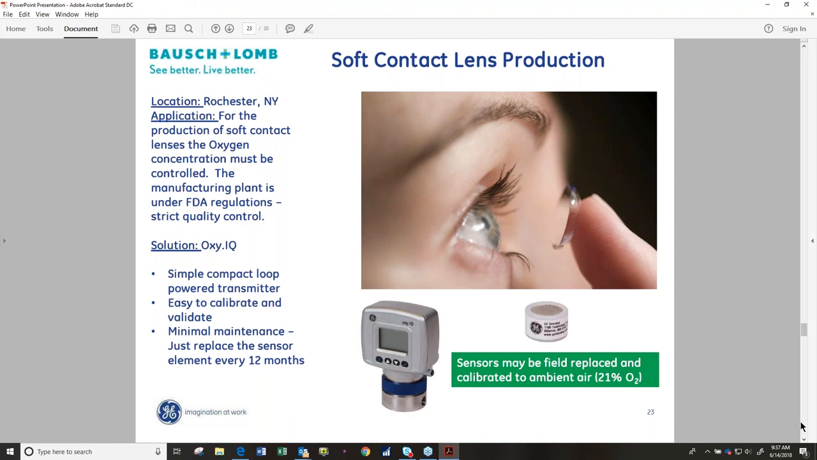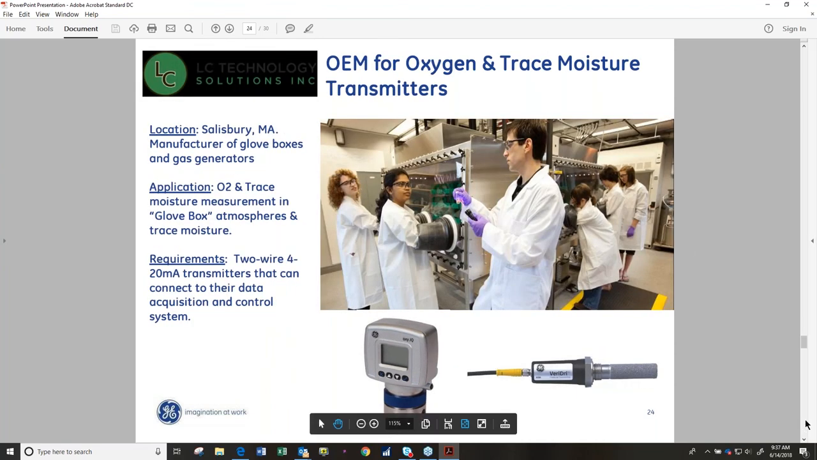What they like about this is it's a compact transmitter. It's really minimal maintenance on the sensor. You just have to replace the sensor once a year, and replacing that sensor is akin to replacing a battery in a device. It's a little cylinder, a little disc that's replaced in the transmitter. We can go to the next slide. We also sell these to the OEMs who make the glove boxes. One of our customers here in Massachusetts is LC Technology, so they integrate both our oxygen sensor and our trace moisture sensor into their glove boxes. We can go to the next slide.